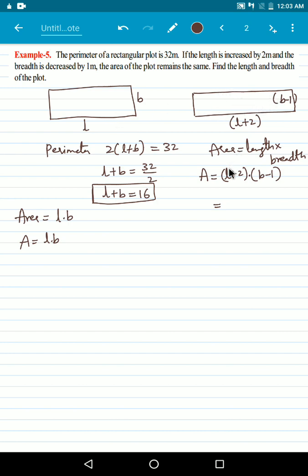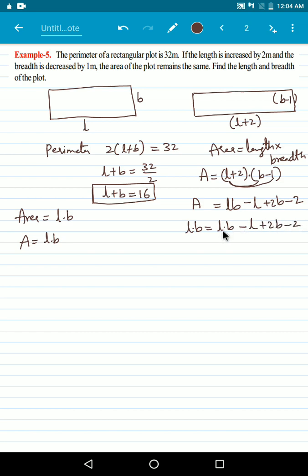All right, so let us multiply this. L into b is LB. L into minus 1 is minus L, because plus into minus will give us minus. Now 2 into b is 2b, and 2 into minus 1 will give us minus 2. Okay, so this is A, but area is L into b, it is not changing, so this A we can replace with LB. So this is L multiplied by b, equals LB minus L plus 2b minus 2.